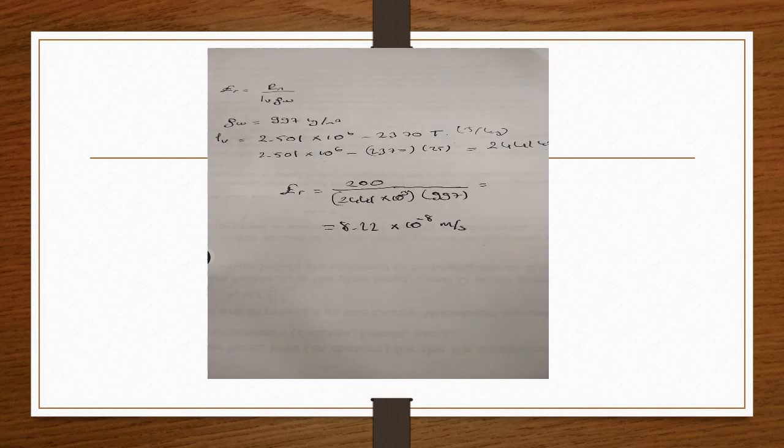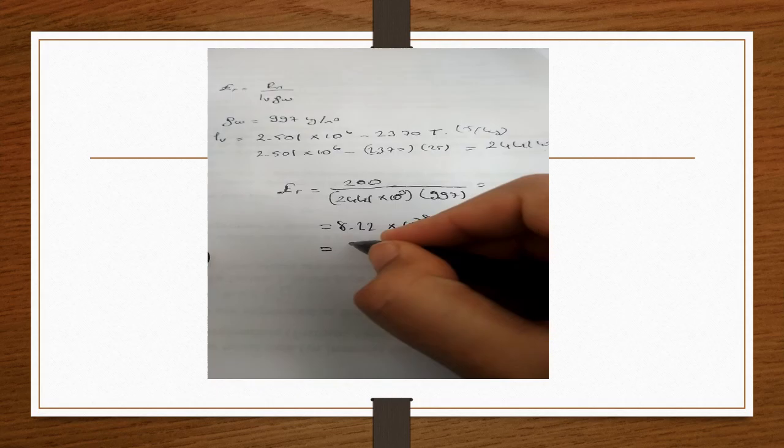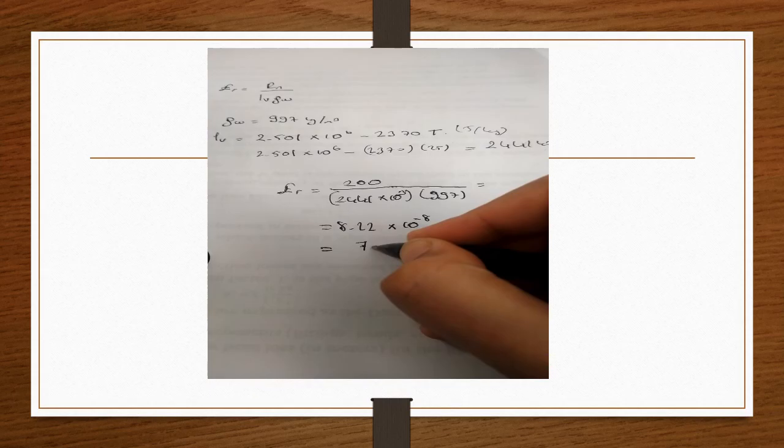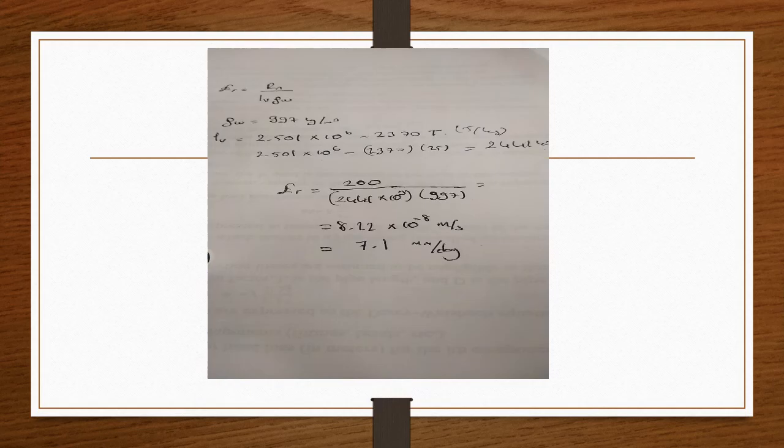If we take this as what we are measuring as rain, millimeter per day, and convert all the necessary units, it's going to be 7.1 millimeter per day. Every day, 7.1 millimeter of water height is evaporated in this catchment area.